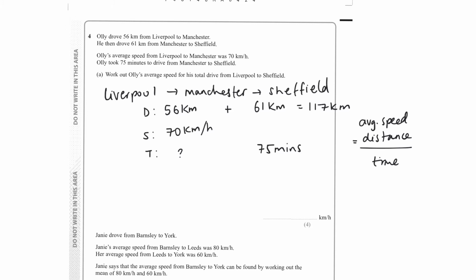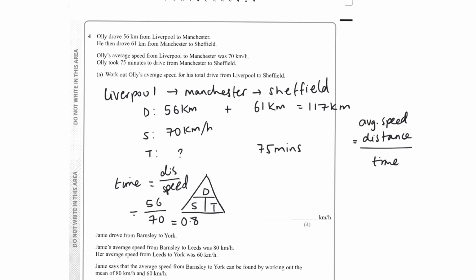So time. Sometimes people draw the pyramid to help them remember that. So speed, distance, time. To work out time, it's distance over speed. In this case, it's going to be 56 divided by 70, which gives us an answer of 0.8. But in minutes now, you need to times that by 60 because there's 60 minutes in an hour. If you multiply that, that leaves you with an answer of 48 minutes. So his total time from Liverpool to Manchester is 48.